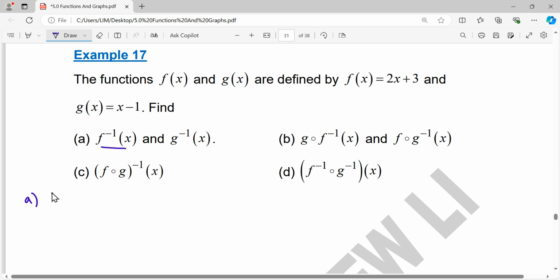If you want to find f inverse, f composite f inverse equals x. So substitute f inverse into the f, meaning composite this f inverse into the f. So x will be replaced by f inverse. Then we simplify to find out this f inverse will be x minus 3 over 2. So move this 3 to the right hand side and then divide by 2.